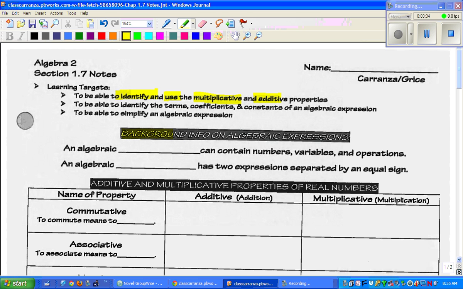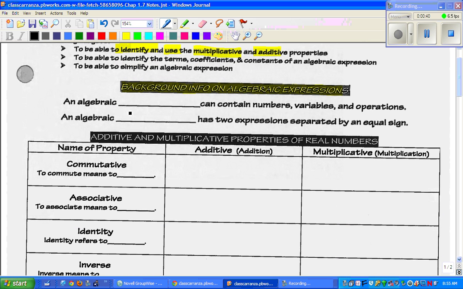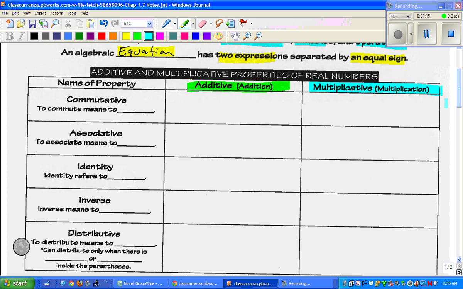Okay, so let's talk about some background information on algebraic expressions. An algebraic expression can contain numbers, variables, and operations. An algebraic equation has two expressions separated by an equal sign. So, key things, an equation is two expressions with an equal sign. An expression contains numbers, variables, and operations. So we're going to be talking about the two different properties, the additive and the multiplicative properties.